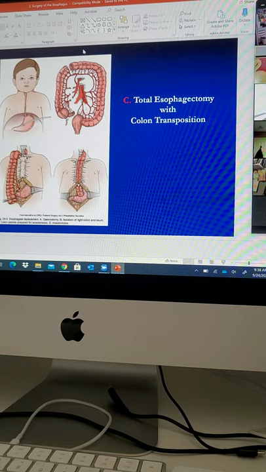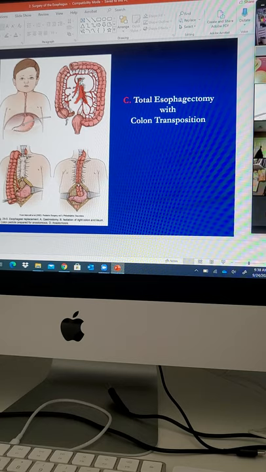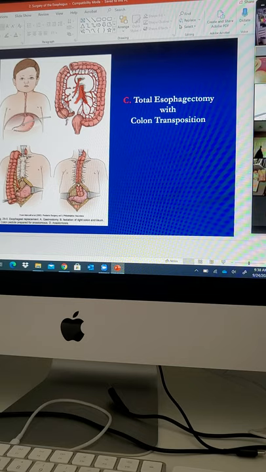So either we use the right side of the colon, or we're going to be using our left side, okay? The only thing we have to do is cut off these, okay? What would you use? Ties, right? So we have to use the staples, or we're going to use the ties to get these vessels, these arteries out, because we cannot position it when it's connected to the blood supply here. Okay.